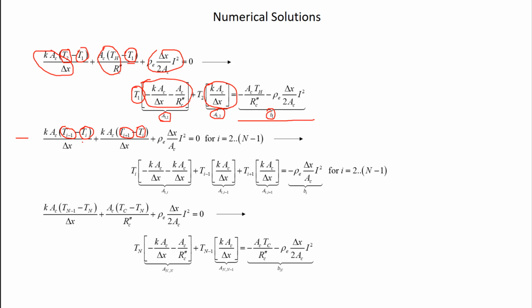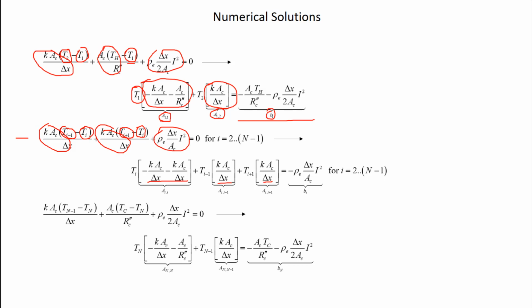I have Ti minus 1, Ti, and Ti plus 1. All I'm doing is pulling those parts of the equation out and putting them on the left side, so it's very clear what multiplies those unknowns, and then whatever's left over goes on the right side. So Ti is multiplied by, from here, a minus k A c over delta x, and from here I get another one, so that's what this is. Ti minus 1 here, and Ti plus 1 here. And it becomes easy then to put this into the right place in A and B again.